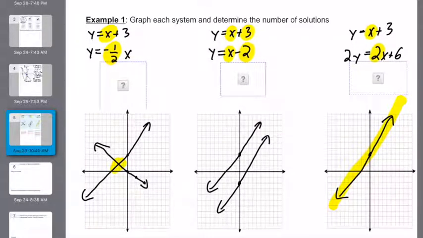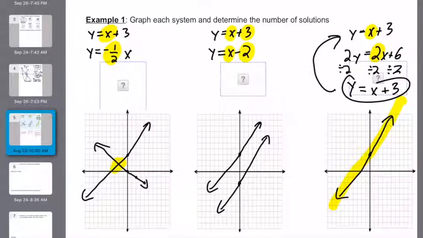Here we have what looks like a different slope, but in this second equation, if we divide everything by 2, we end up with y equals x plus 3, which works out to be the same equation that we had in the first place. So if our whole equation is just a multiple of another one in our system, we're going to end up with parallel lines of the same y-intercept, meaning they're one on top of the other, and again, infinite solutions.